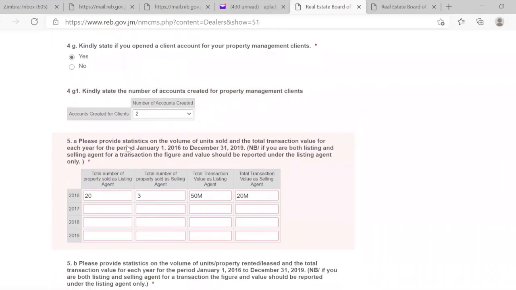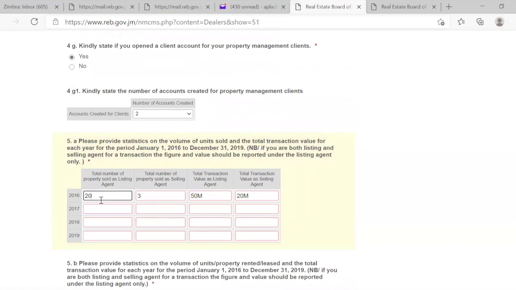It said, please provide statistics on the volume of units sold and the total transaction value for each year for the period January 1, 2016 to December 31, 2019. And it says here, note briefly, if you are both the listing and, I think it's purchasing agent here for a transaction, the figure and value should be reported under the listing agent only. So let me explain here.